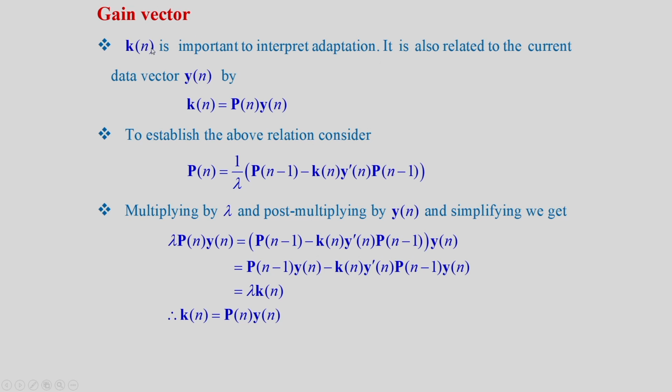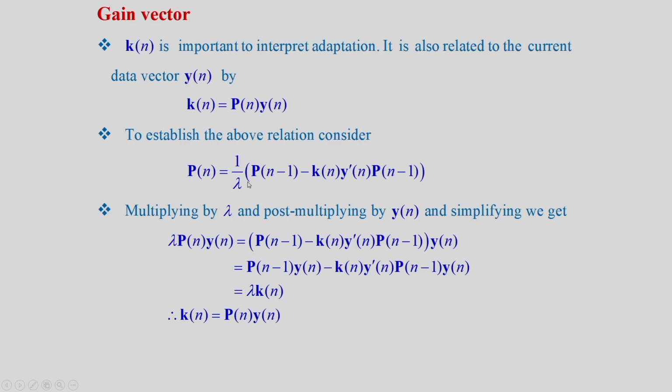The gain vector kn is important to interpret adaptation. It is also related to the current data vector yn by this relationship: kn is equal to Pn times yn, where Pn is the inverse of the autocorrelation matrix. This result we can establish. We start with the expression for Pn. This is the expression for Pn that we are considering.